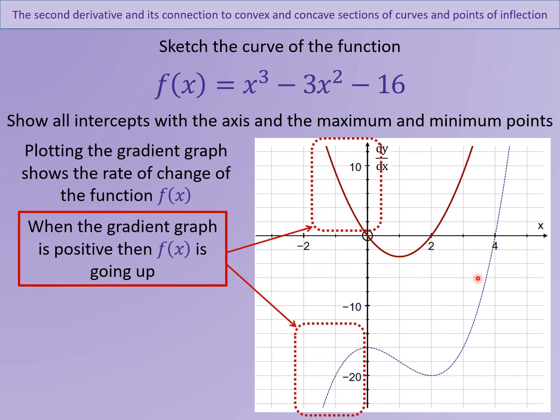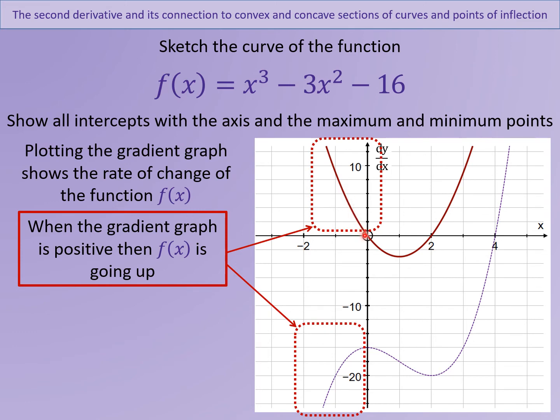So notice that when the gradient graph is positive, then f of x is going up. Okay, so just here, I look at this section just here, and notice that the gradient is positive. Do not look and think, well, the gradient is going down there. It's not correct to look at this as a gradient function just there. You're looking at when is this line greater than 0. So just here, for example, we can clearly see that it equals, there's a nice easy one, 10. It's definitely positive there, it's at 10.